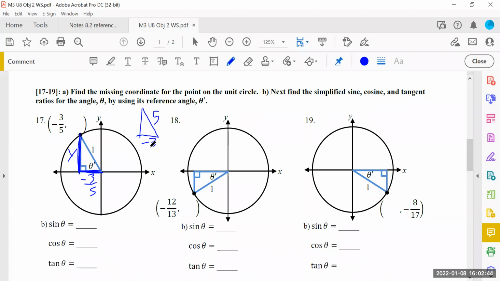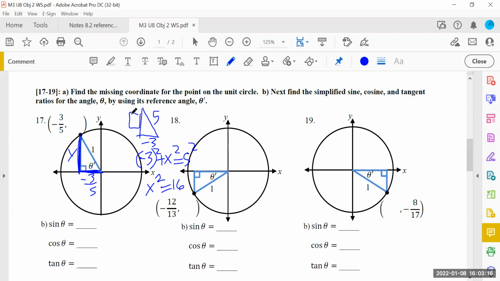-3/5 times 5 is -3. 1 times 5 is 5. I can then use the Pythagorean theorem to find this missing side. So if I do that, -3 squared plus x squared equals 5 squared. If you work that out, we get 9 plus x squared equals 25. Subtract, we get x squared, right? Because the negative's inside that squared, so it becomes positive. X squared equals 16. Take the square root. I get that this is 4.